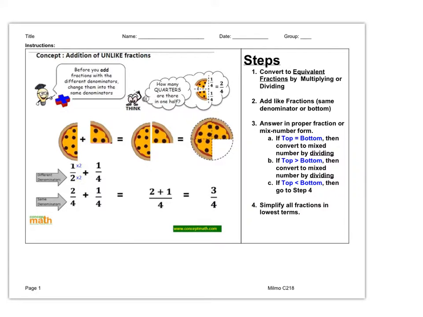Remember, if the top is the same as the bottom, you divide. If the top is bigger than the bottom, you divide. If the top is less than the bottom, then you go to step 4, which is simplify. The bottom line, you have to make it to lowest terms.